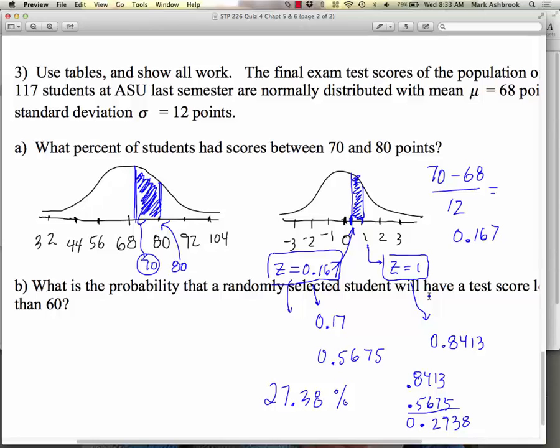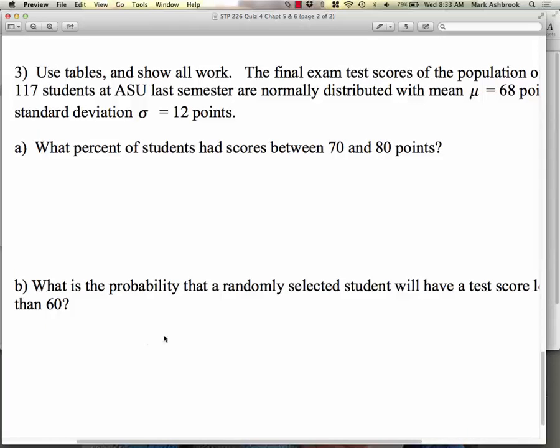Questions on part A? Good? Okay, how about part B? For part B, we want the probability that a randomly selected student has a test score below 60. Set this up again. What's our mean? 68. So here's our test score of 60. Relative to this picture, what are we asking? What are we asking there? He wants the area to the left of 60. Yeah, the area to the left of 60 would be the percent of all test scores less than 60, so that's also the probability.